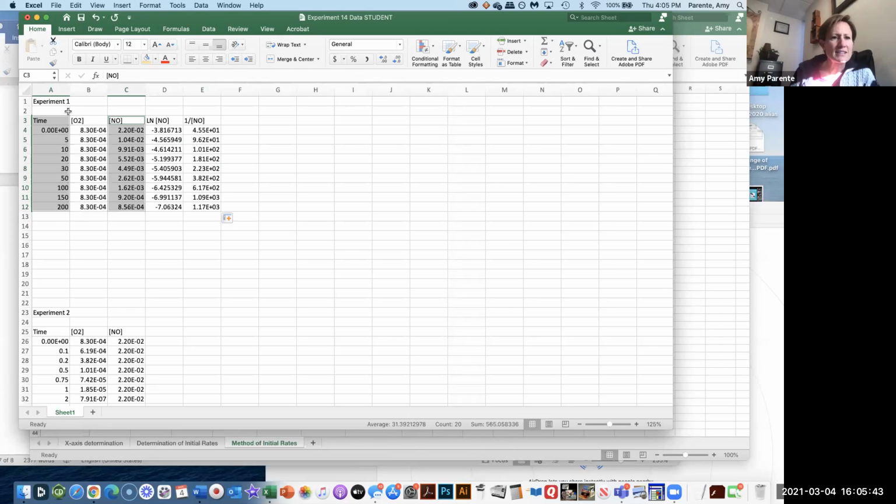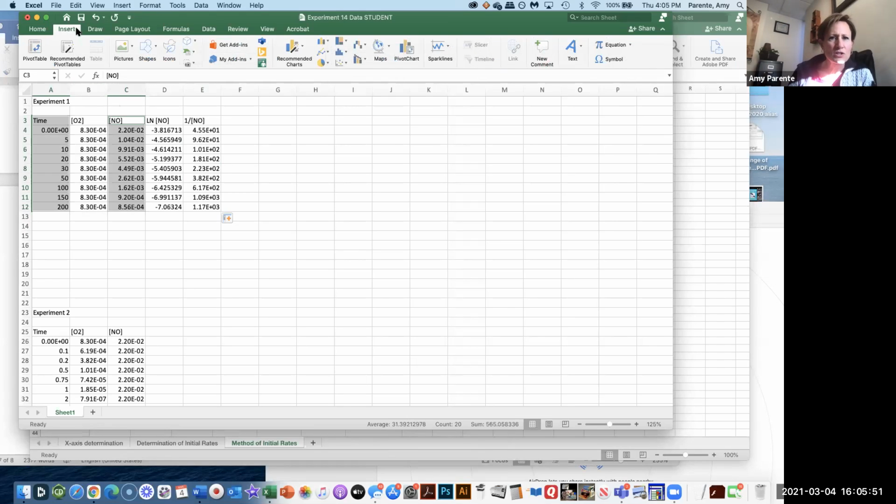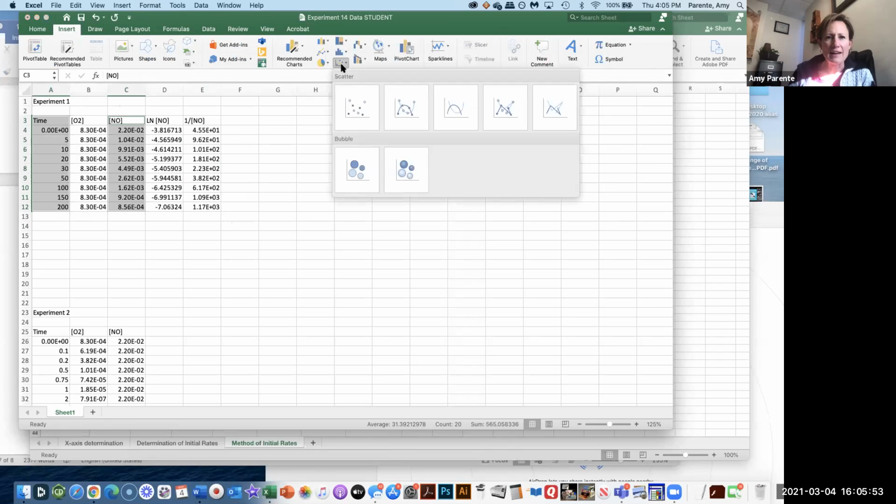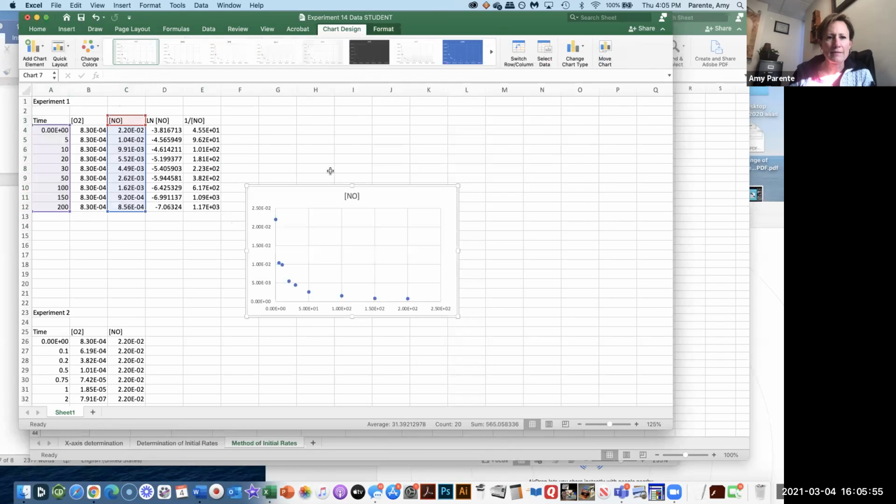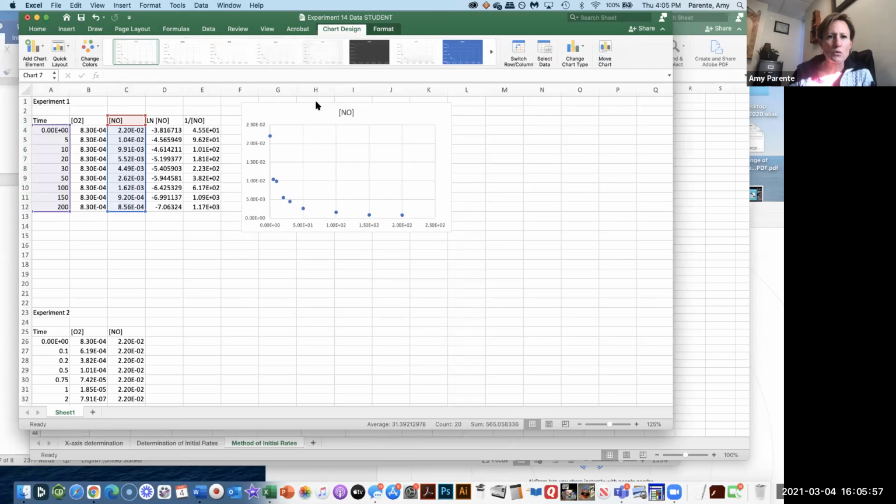So when you get to something, just watch for a second, and then I'll have Liz say how to do this on a PC if you can't figure it out. We want to, again, insert, and we want to do a scatter plot. So do a scatter plot, and here's what we have. Or I'm sorry, this is NO versus time. Does this look like a straight line?